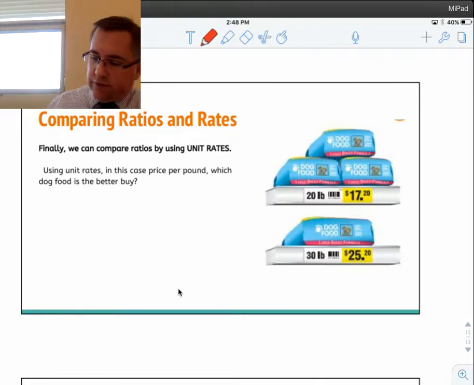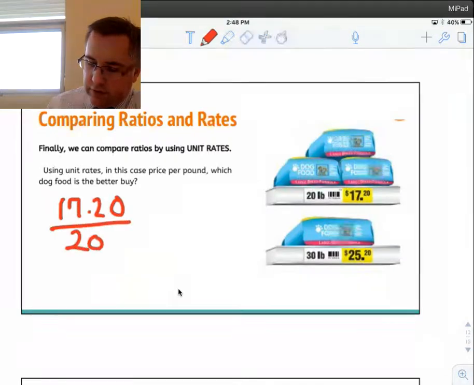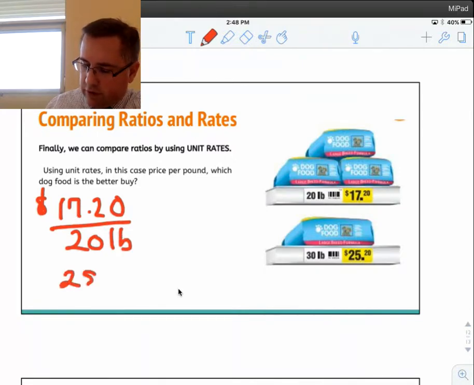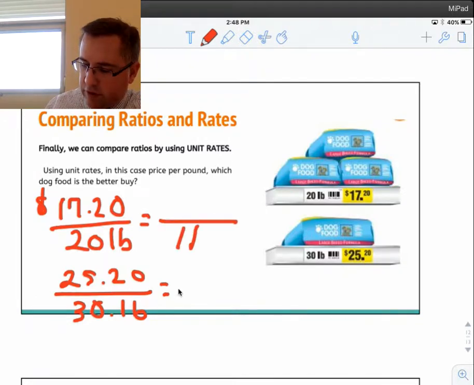So in the case of these two dog foods, we have dog food A, which is $17.20 for 20 pounds. And we're comparing that to dog food B, which is $25.20 for a 30-pound bag. And the comparison that we're going to make, though, is at a price per 1 pound.